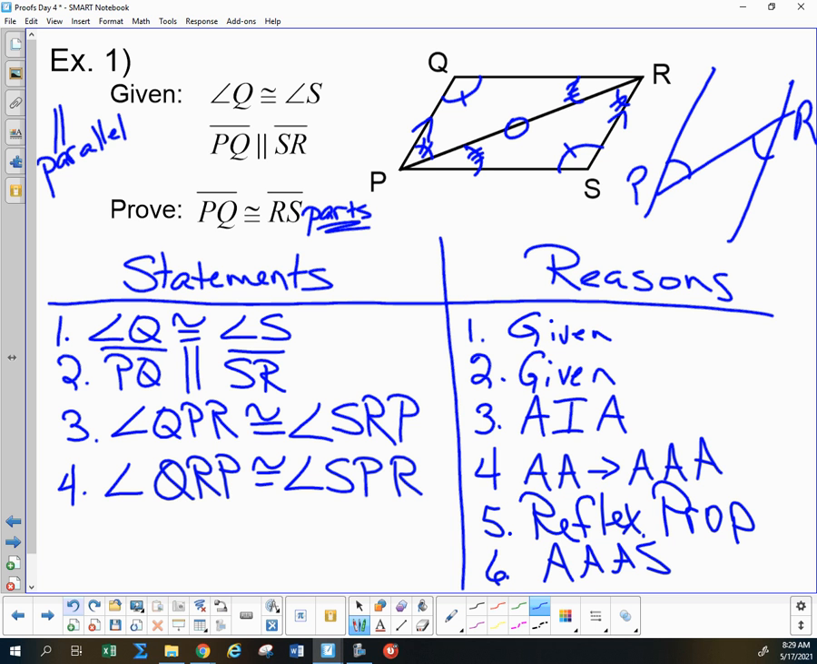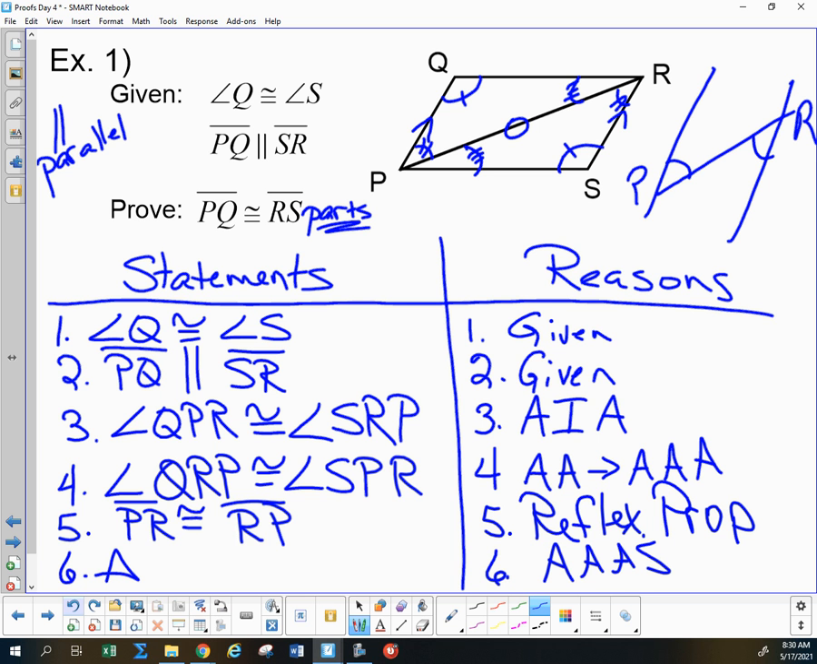Okay, then I want reflexive property. So in the top triangle, I'm going to say PR. Now for the top triangle, P had 2 tick marks, R had 3 tick marks. So the bottom triangle, R is the one with 2 tick marks, and P is the one with 3 tick marks. So I need to say PR is congruent to RP. Now I've got all 3 of them in there.